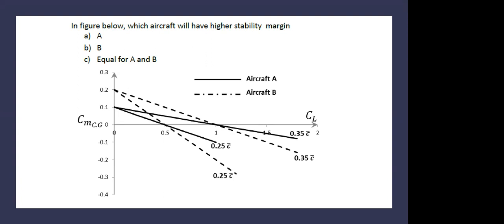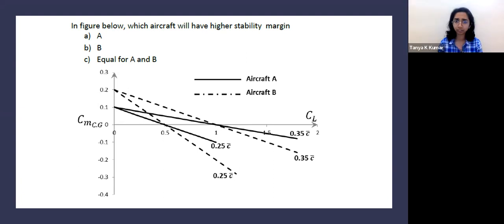Stability margin, it is asking for static margin. Your SM, static margin, yes, static margin. Or which one would have a higher stability? Forget margin, which one would have a higher stability? Which aircraft would have higher stability?